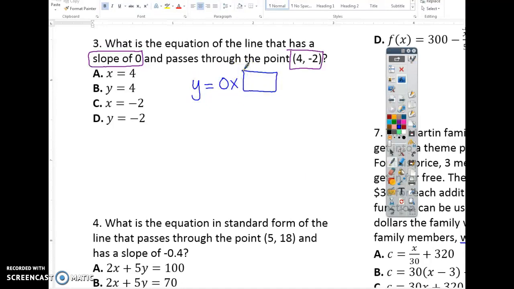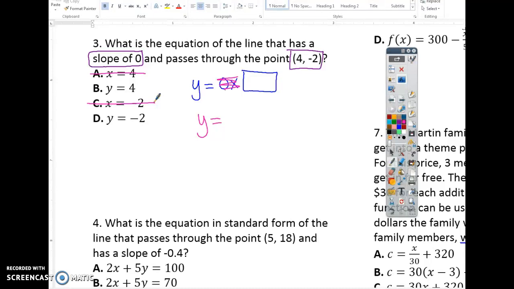Okay? And if it's 0x, what happens to the x? Cancels out. Make sure that you're writing this down. So really, you're only going to have an equation that says y equals, not an equation that says x equals. So you can automatically cancel A and C. Those are undefined slope ones. So if they tell you, I need one that's undefined, then those two would be the answer choices that you would pick from.